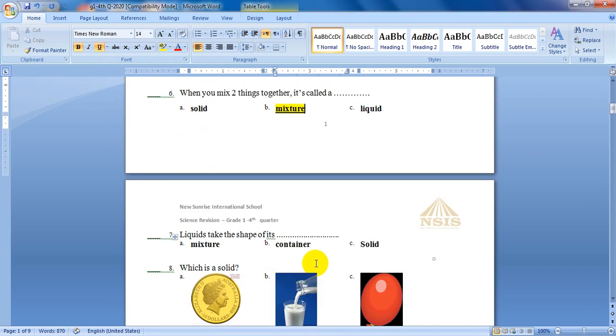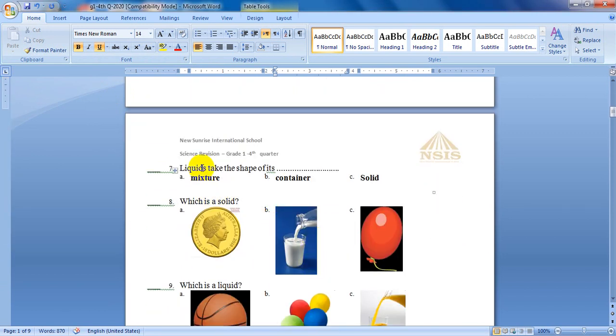The next one, number 7. Liquids take the shape of its mixture, container, or solid. We have just said liquids flow and take the shape of its container. Do you remember what is a container? A container is the object in which we put the liquid, like a bottle, like glass, like cup, mug, anything. So liquids take the shape of its container.